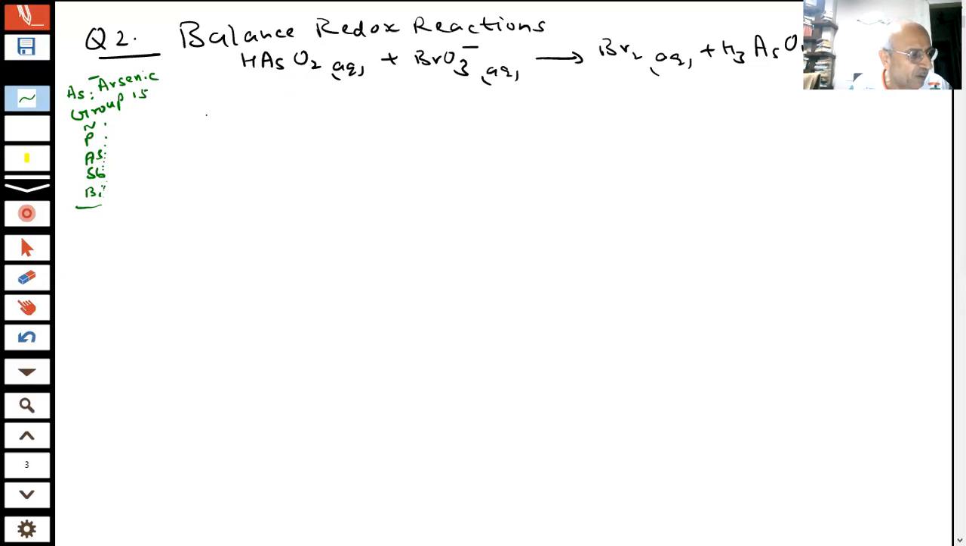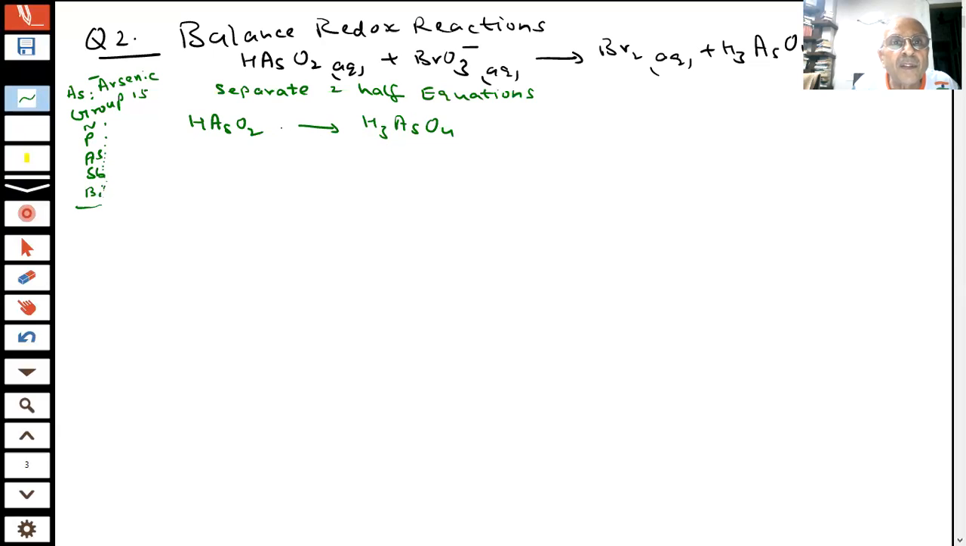So what is the first step you do to balance the reaction, student? Separate into half equations. You will separate them into half equations. Which are these two? HAsO2 is converted into H3AsO4. This is aqueous. I am putting aqueous. Okay? Yes, sir.